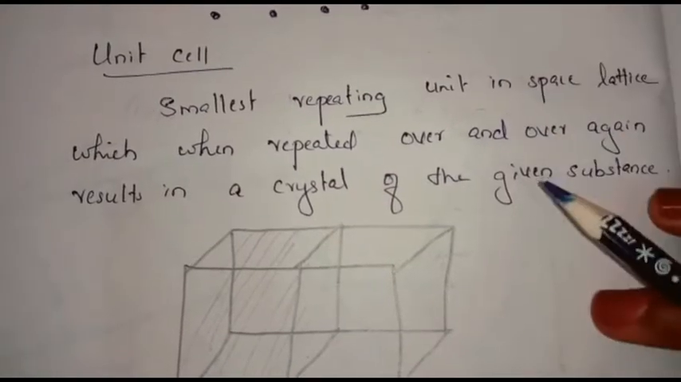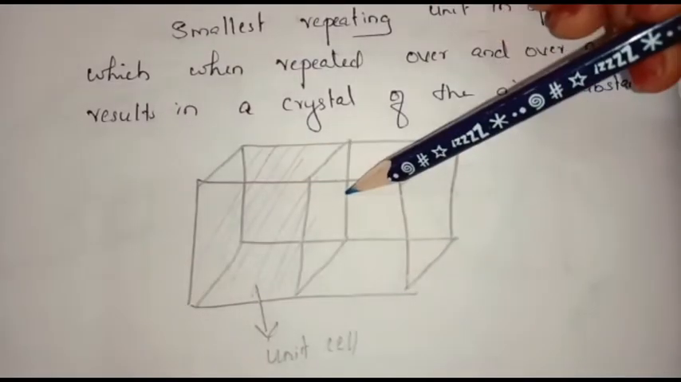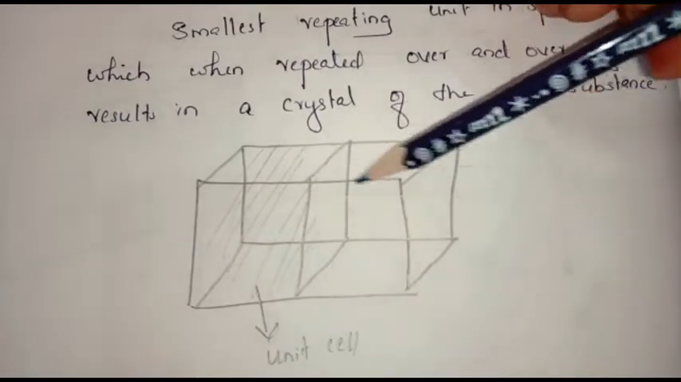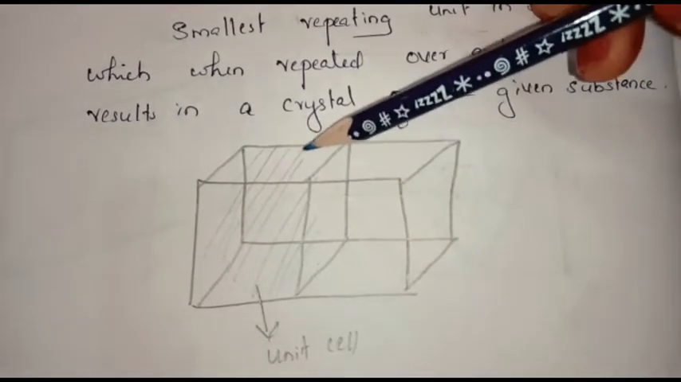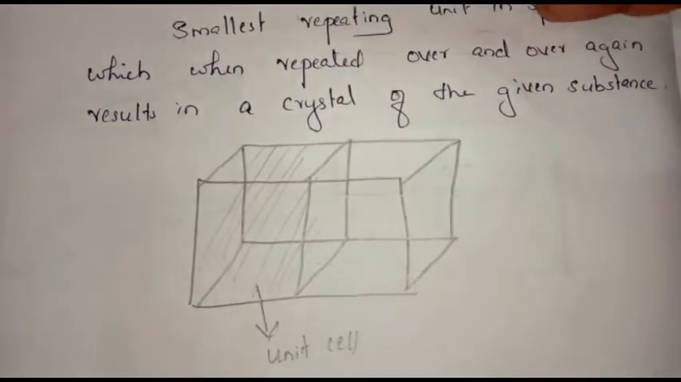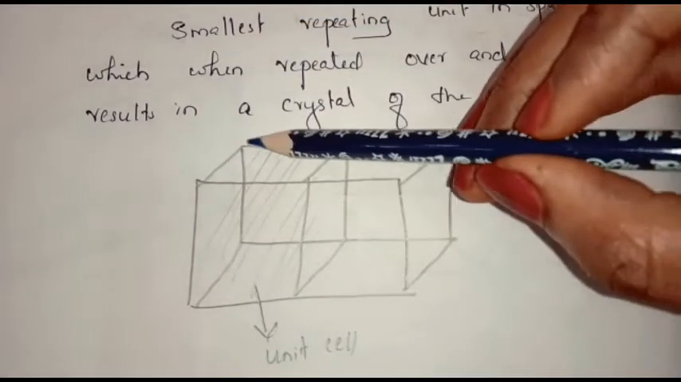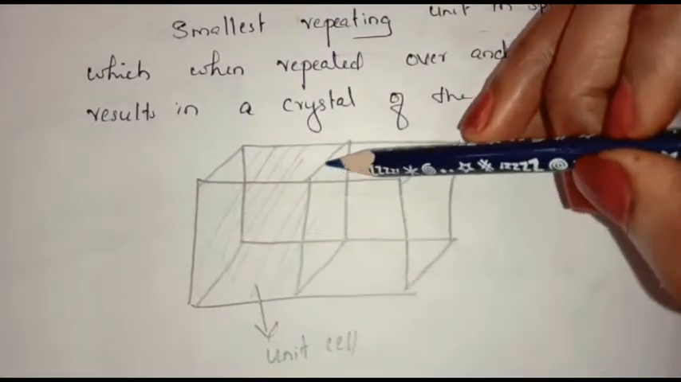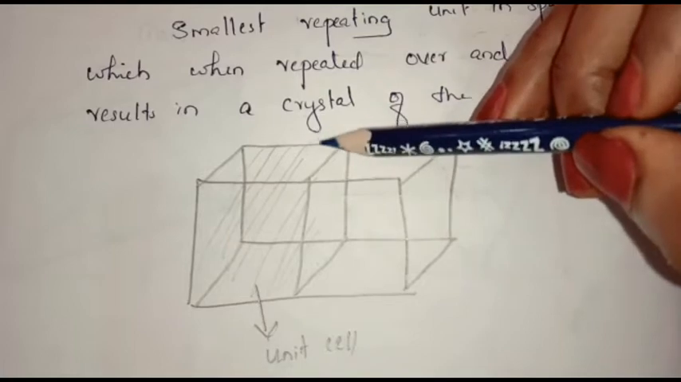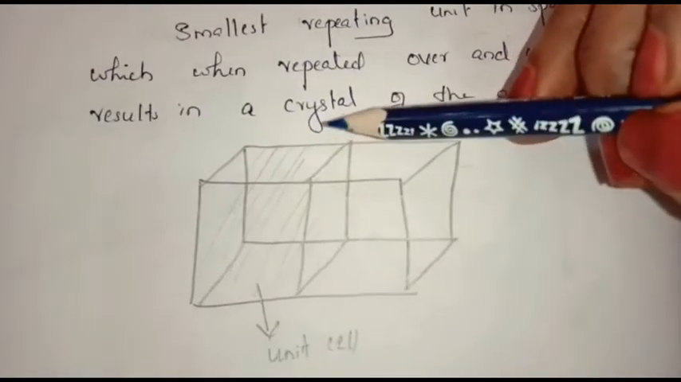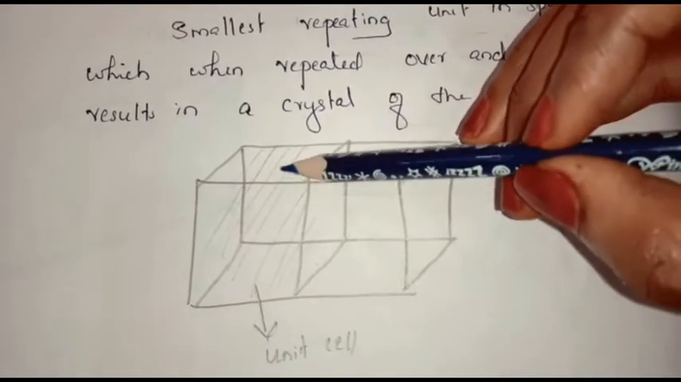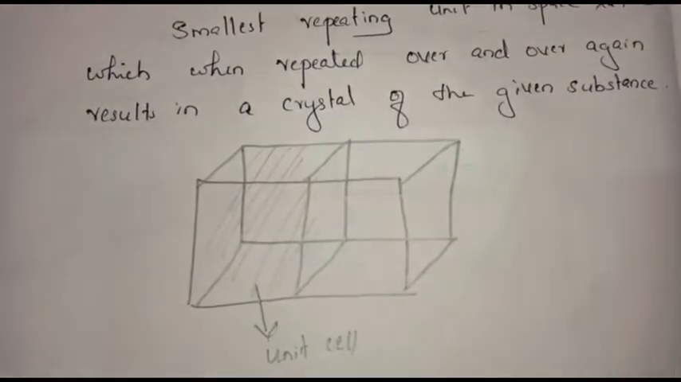So here I have given an example. Here this is a crystal and here we have shown two cubes. So an infinite number of such cubes might be there. Here this single unit, repeated over and over again, forms a crystal. So that single unit is known as the unit cell.